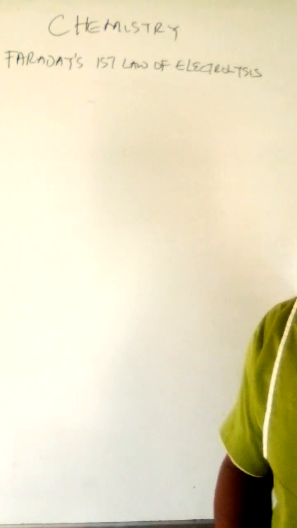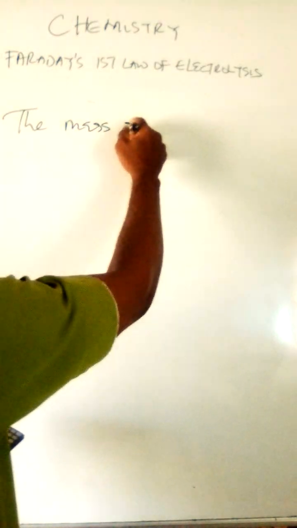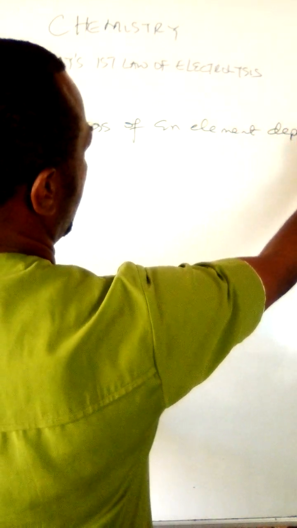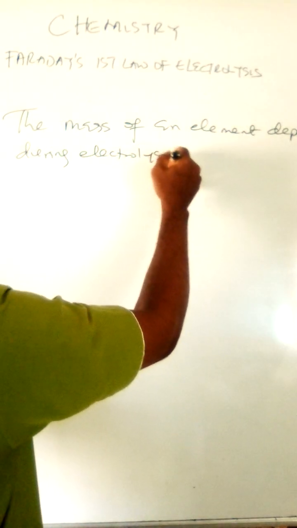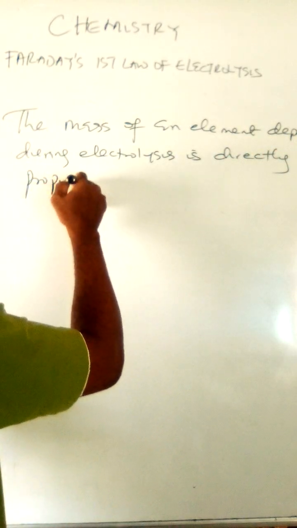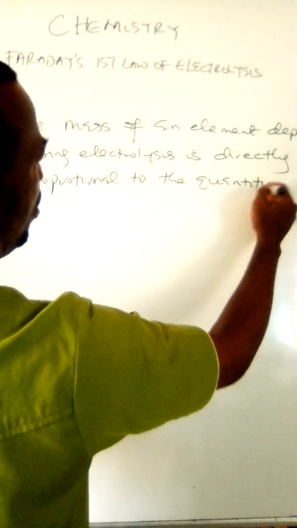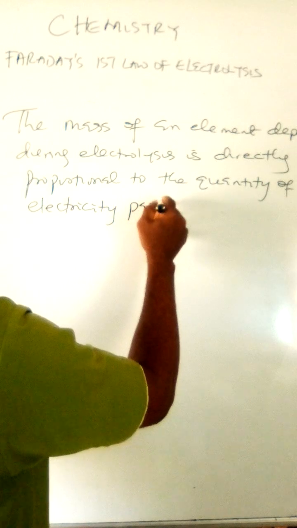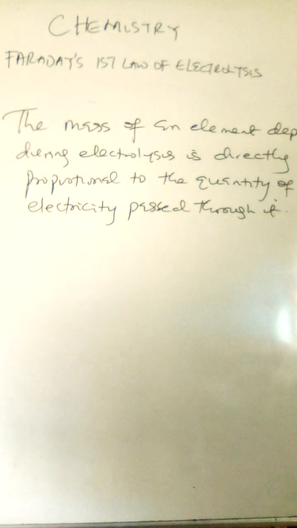So Faraday's first law of electrolysis states that the mass of an element deposited during electrolysis is directly proportional to the quantity of electricity passed through it. So this is Faraday's first law of electrolysis.